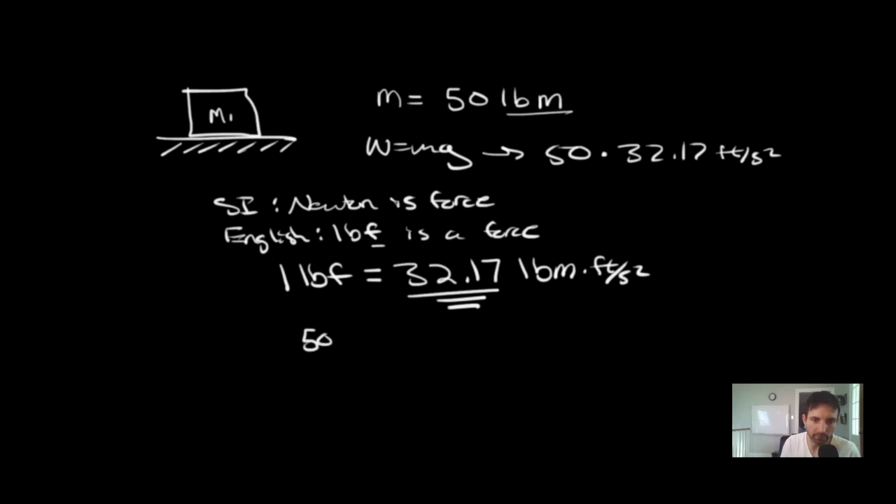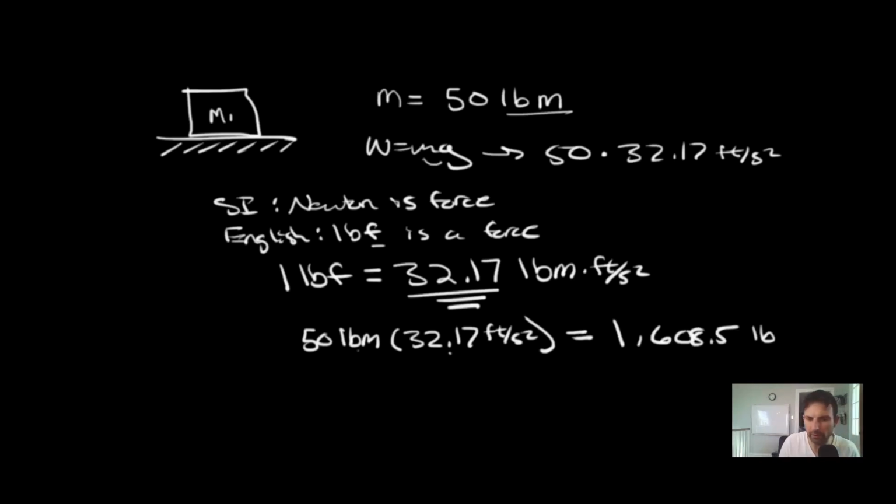So you have 50-pound mass, and you multiply it by gravity, which is 32.17 feet per second squared. It's mass times gravity, just kind of like you were starting to do up here. That's going to equal 50 times 32.17. That equals 1,608.5 pound mass feet per second squared. That's great, but we want pound force, right?